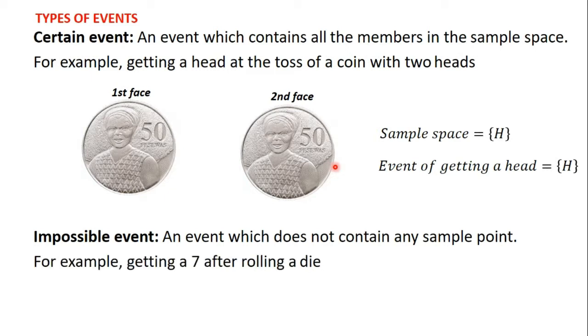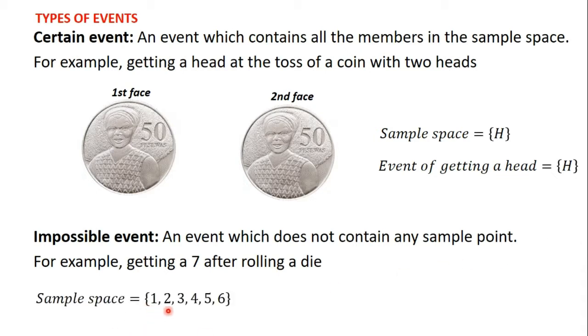Let's look at this. For example, getting a 7 after rolling a die. We learned in the previous video that when you roll a die, the sample space is 1, 2, 3, 4, 5, and 6. So when you roll a die, the set of possible outcomes are 1, 2, 3, 4, 5, and 6. Now, the event of getting a 7 after rolling a die is an empty set.